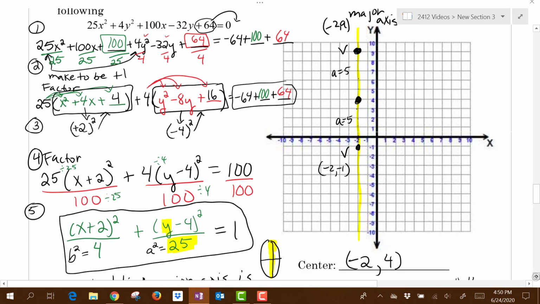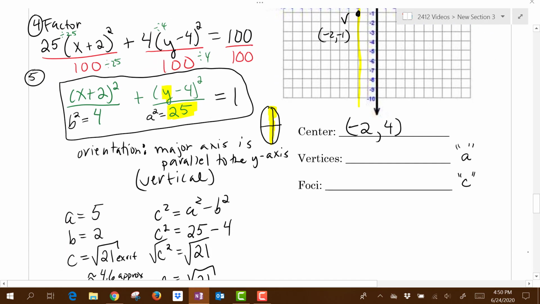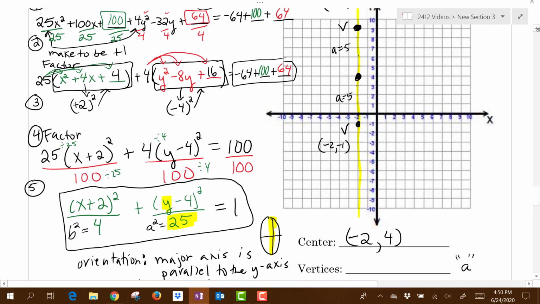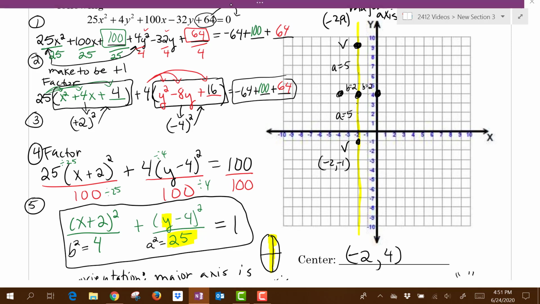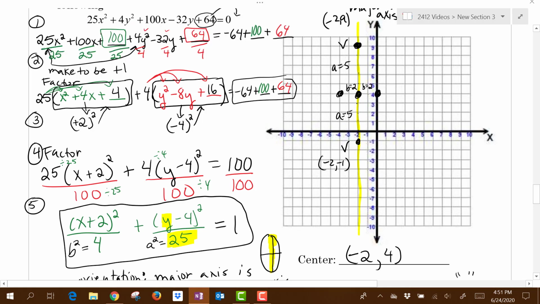All right, now let's look at our b value. The b value is 2. So go back up here. We're going to go back to the center and then go 2 to the right, plot that point. We'll go 2 to the left of the center and plot that point. So that comes from knowing our b value is 2. Once I have the vertices and the endpoints of the minor axis plotted, then I can draw the ellipse. All right, so there's our ellipse.